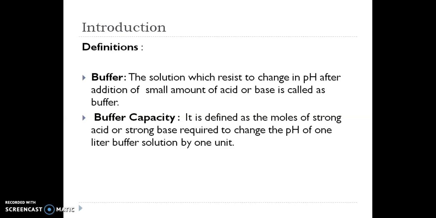The second definition of this chapter is buffer capacity. It is defined as the moles of strong acid or strong base required to change the pH of 1 liter of buffer solution by 1 unit. Consider a buffer solution having pH 5: how much acid is required to convert that pH 5 to 4, or how much base is required to change the pH from 5 to 6, that amount of acid or base is called the buffer capacity.